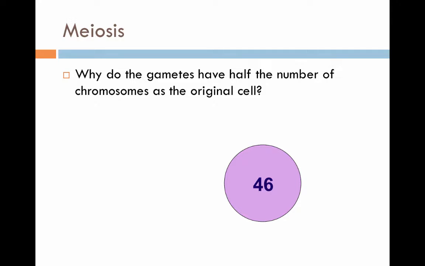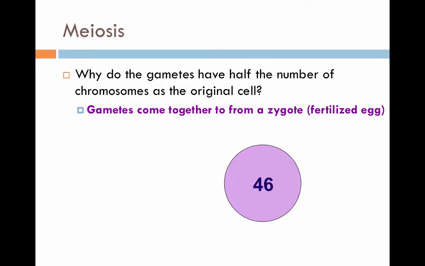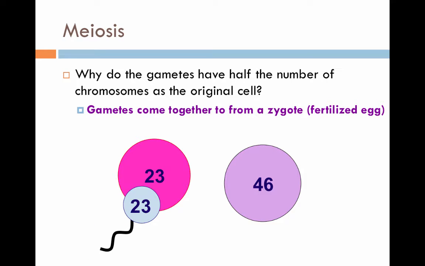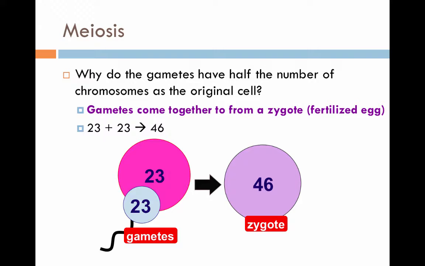So why is it important that meiosis produces gametes with half the number of chromosomes as the original cell? Well, because in sexual reproduction, 2 gametes come together to form a fertilized egg called a zygote. That zygote, by the way, is what is going to develop into a baby. So if we need a zygote with 46 chromosomes, that means we need a sperm with 23 chromosomes and an egg with 23 chromosomes, so that we get a zygote with 46. So meiosis creates gametes, or sperm and egg cells, with half the number of chromosomes as the original cell.